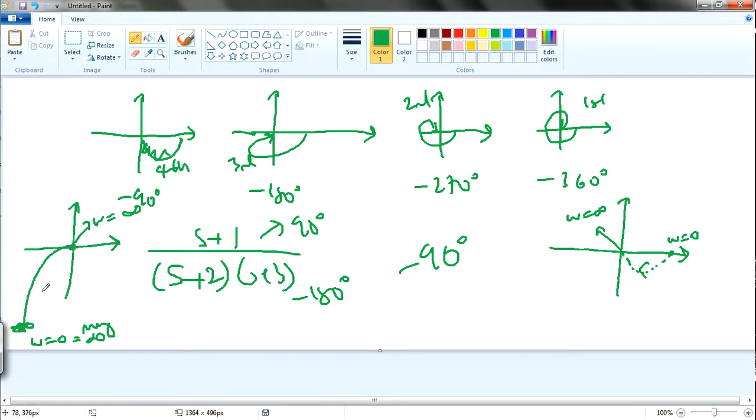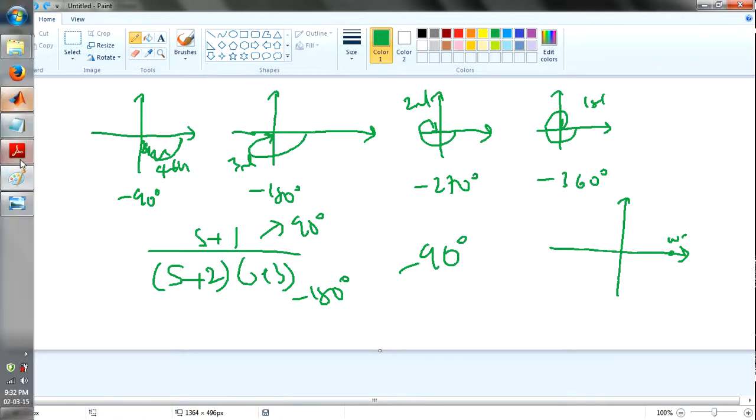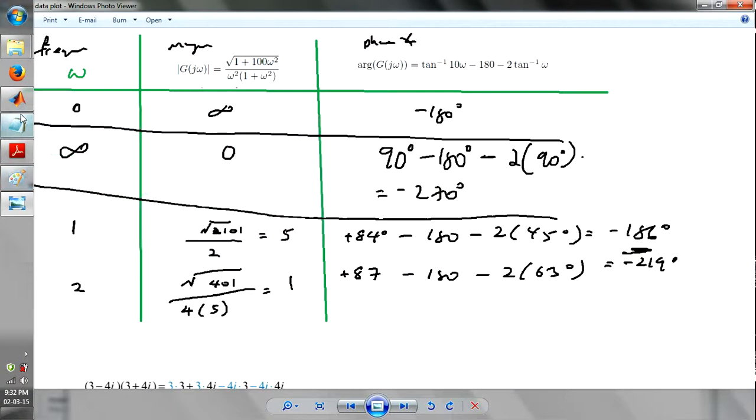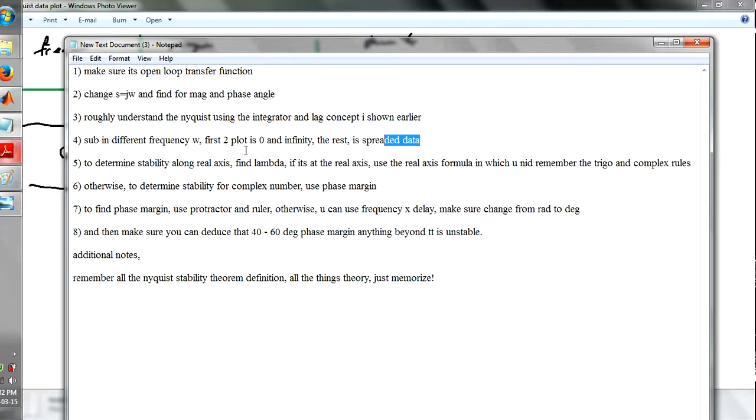So you can roughly gauge where the Nyquist plot can be plotted, and then you know how to plot it. So this trend is very important. If you don't understand the trend, you are dead. You are simply lost. Otherwise you just spread the data and then plot.